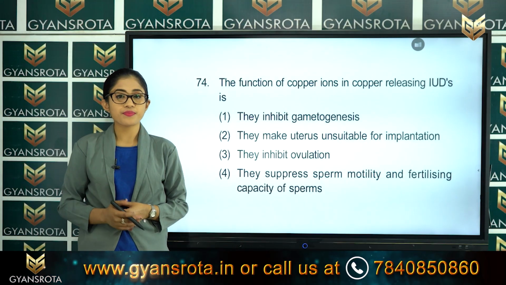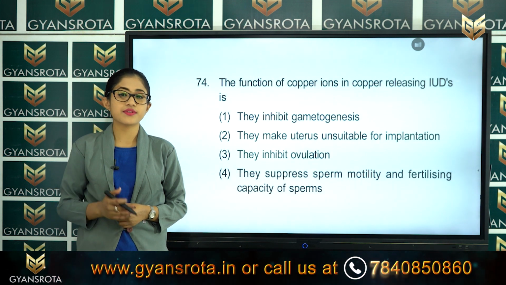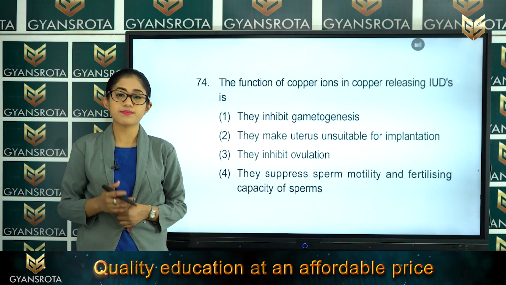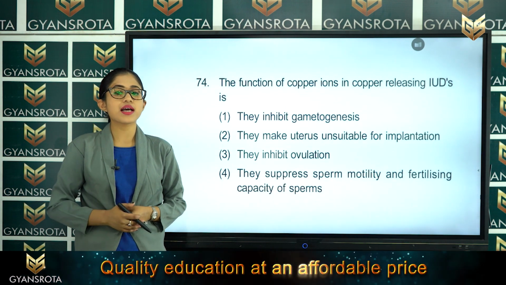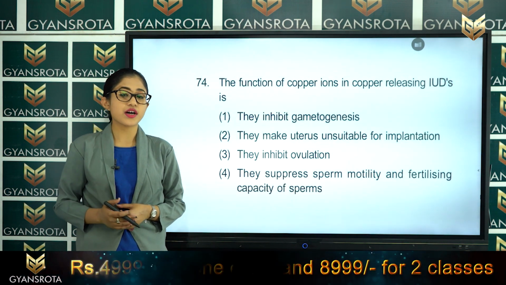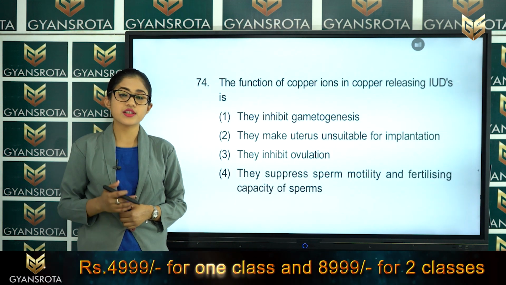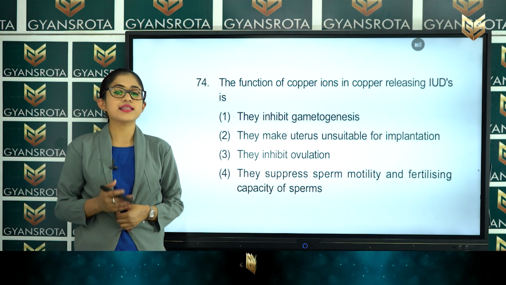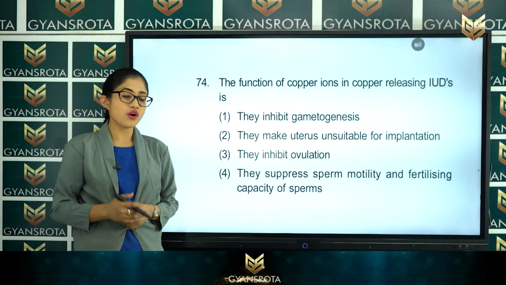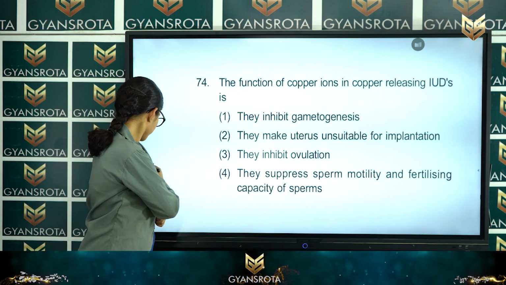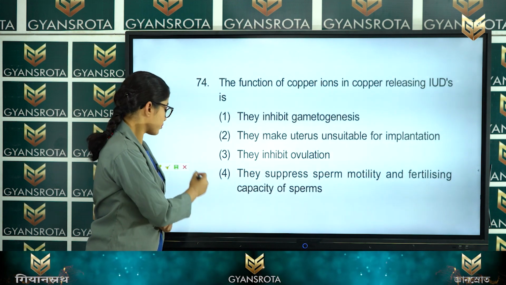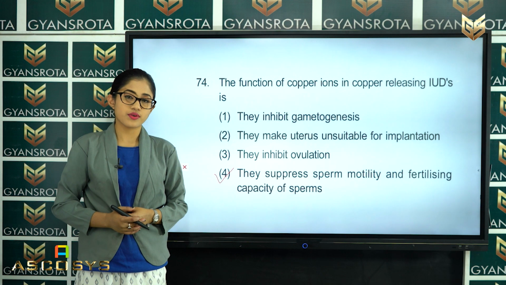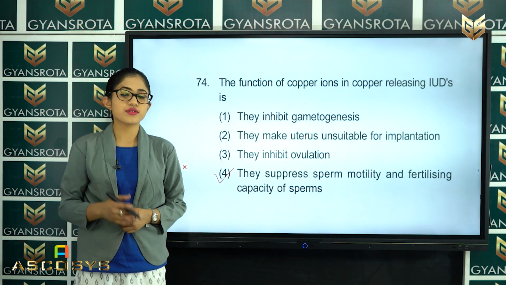So, this is from the chapter reproductive health, and we have discussed different contraceptive methods, right? So, which among them is the correct answer? What is the function of copper ions? What does it do? They suppress the sperm motility and fertilizing capacity of the sperm. So, option number 4 is the correct answer for this question. Okay? Now, let us move on to the next question.